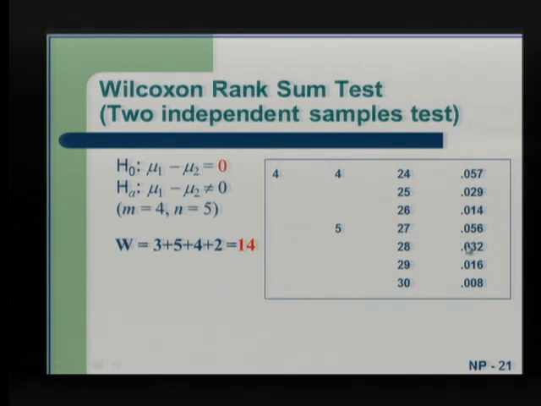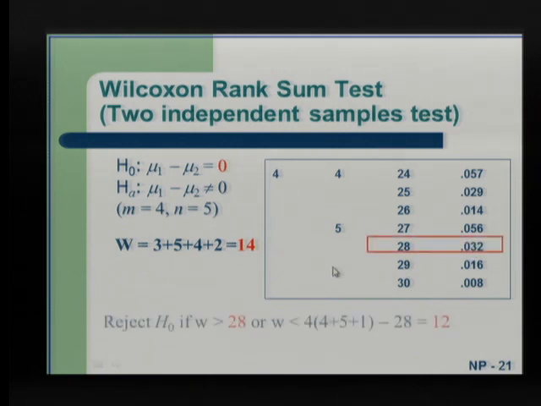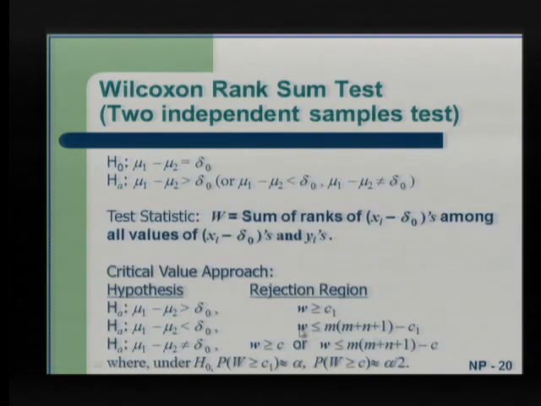Higher than that, the p-value gets smaller. That's on the larger end, right? There's also a smaller end too. So for 28, if this is actually the average, you're going to reject, if you take the critical value approach. Look at this decision rule.